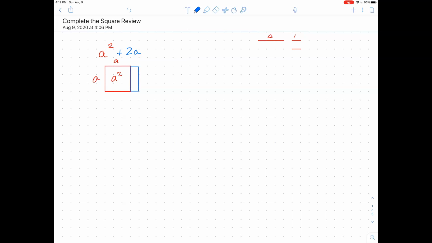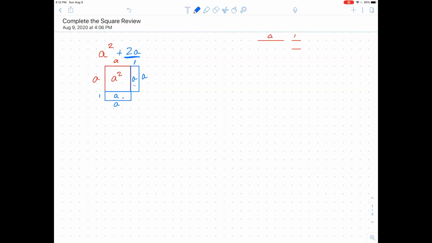So this is going to represent, having a little trouble here with my rectangle. Okay, almost there. There we go. Okay, so this is representing 1, remember, and this represents a. So this is 1a, right? And down here, we're going to split that 2a in half, and that represents 1a, right? And so that's a by a plus a is 2a, right?